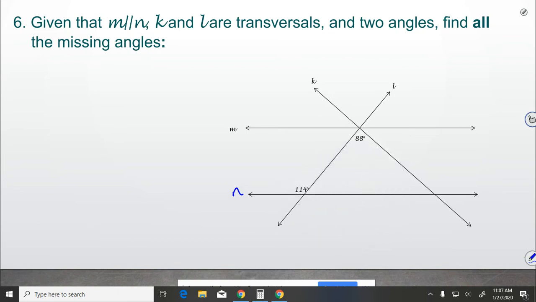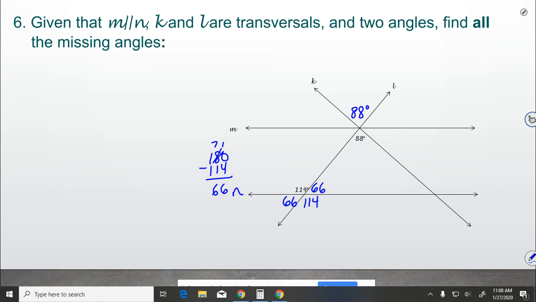So let's use our idea of vertical angles first. If this is 88, this must also be 88. If this is 114, this must also be 114. Now we know that if they're next to each other, they must be supplementary. So we can do 180 minus 114. So these two here are 66 degrees.